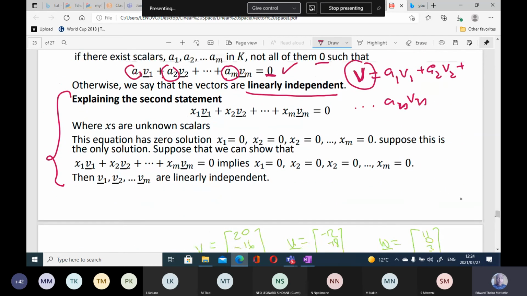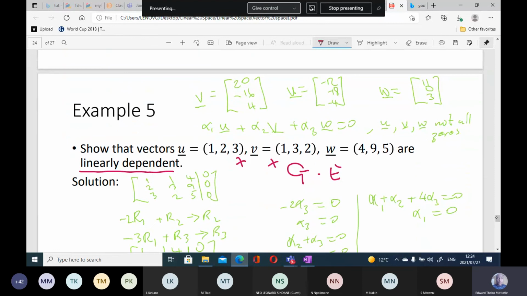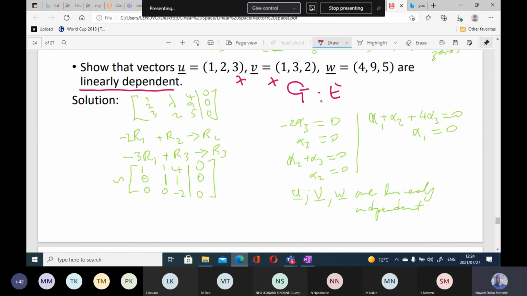So I write this according to the definition. According to the definition, I must equate this to a zero vector. This is the definition that is given. Whatever I've been given there, I must solve for A1, A2, and AM and equate it to a zero vector. That's exactly what I did here. I have 3 vectors: (1, 2, 3), (1, 3, 2), (4, 9, 5), equate to a zero vector, and solve using Gaussian elimination. Okay, we have been doing that. My answer at the end of the day, you can see here I have minus 2 alpha 3 equals to 0.